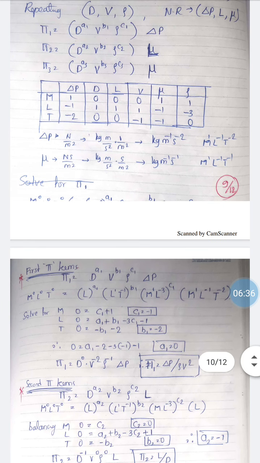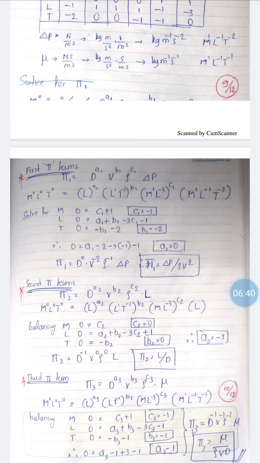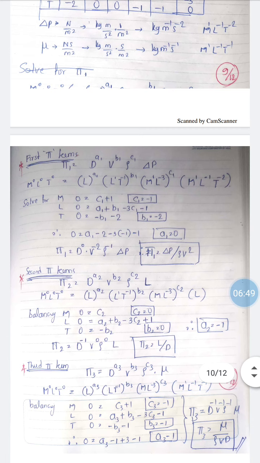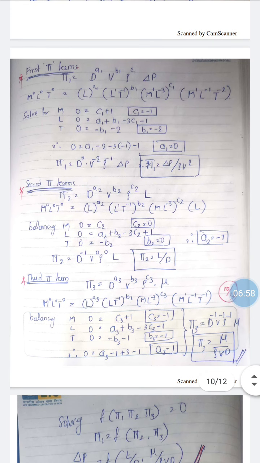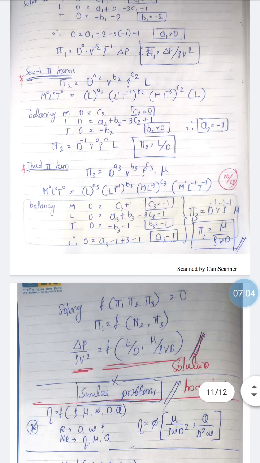So it is M raised to 0, L raised to 0, T raised to 0 is equal to D raised to a1. D is measured in length, V velocity is meters per second, L T raised to minus 1 to the power b1, rho is kg per meter cube, M L raised to minus 3 to the power c1 into delta P. Please remember the non-repeating variable will not have any constant as a power. So when you solve for pi 1, you will get pi 1 as delta P by rho V square. Similarly, when you solve for pi 2, where again pi 2 is M raised to 0, L raised to 0, T raised to 0, you will get pi 2 as L by D. When you solve for pi 3, you will get pi 3 as mu by rho V D.